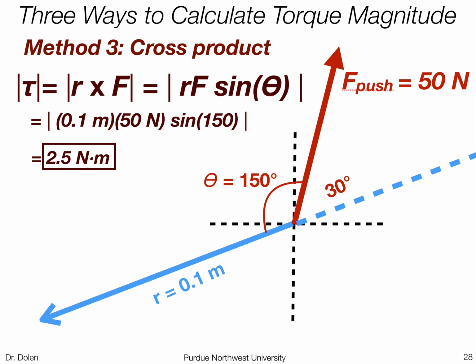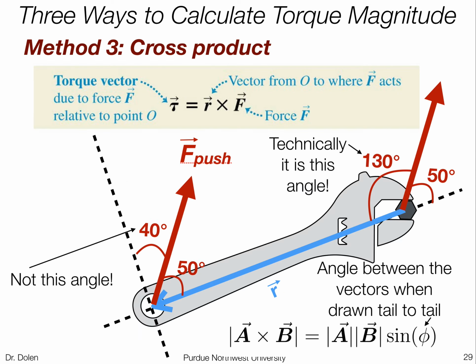Okay. And so this method is useful. I find it to be a little bit less conceptually useful, so I tend not to use it when solving problems. It is going to be how we figure out the direction of a torque vector. But just be careful with the angles they give you in the problem. Right? If they told you this was 50 degrees, what is useful for this formula is actually this angle, 130 degrees, when these vectors are drawn tail to tail. They also could have given you this angle, 40 degrees. So be careful with the angles they give you in the problem.